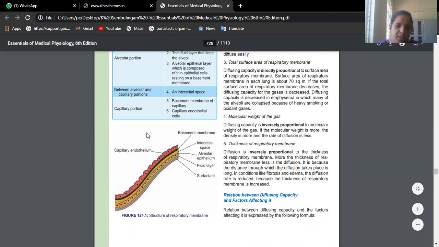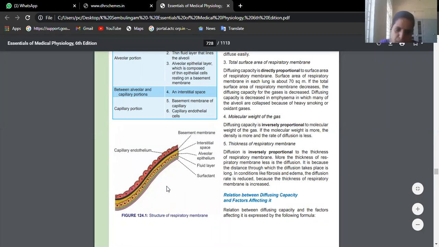And this side we have the blood vessel. In between you have the interstitial space. Are you understanding? This side is the lung, alveoli. The other side is the capillary, blood vessel. We know all the alveoli are innervated by the blood capillaries, isn't it, for the exchange of gases?